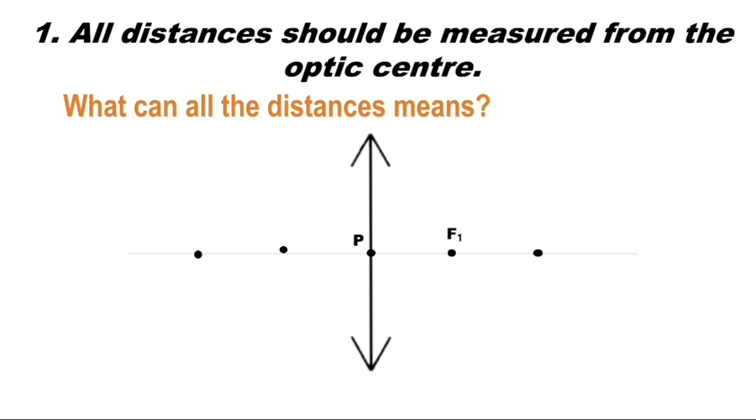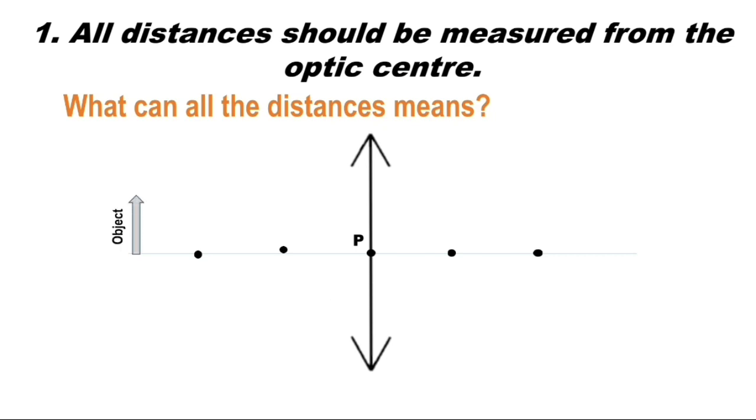The first focal point we denote by f1, and the distance between the optic center and f1 is called the first focal length, and it is denoted by f1. In the same way, it has one more focal point f2, and the distance between focal point f2 and optic center is known as the second focal length. This is the second distance.